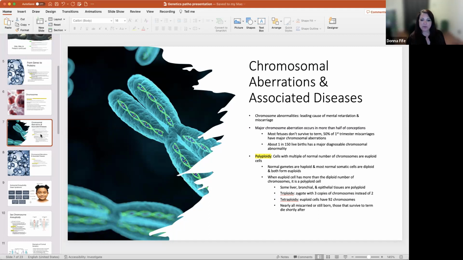Triploidy, a zygote with 3 copies of chromosomes instead of 2. And there might be tetraploidy, where euploid cells have 92 chromosomes. Nearly all are miscarried or stillborn when they have these issues, and those that survive to term usually die shortly after.